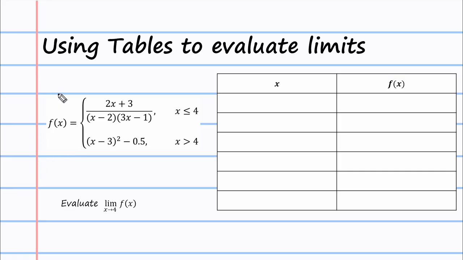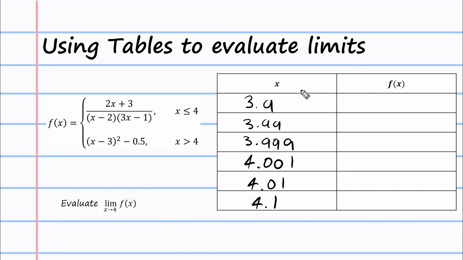Okay, so we can use tables to help us evaluate limits. We are given the task to evaluate the limit as x approaches 4 of f of x. What we can do is plug in values of x that are super duper close to 4, like 3.9, 3.99, 3.999, and see what f of x approaches. This will tell us the left-hand limit, but then we also have to check the right-hand limit, so we can plug in those numbers as well.